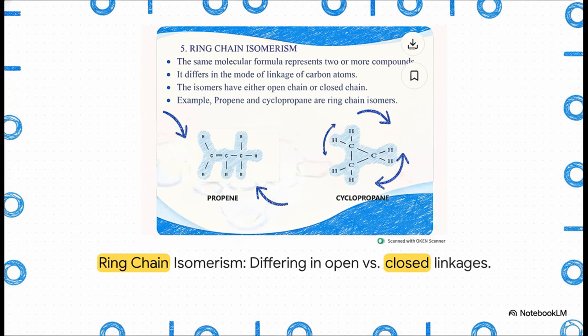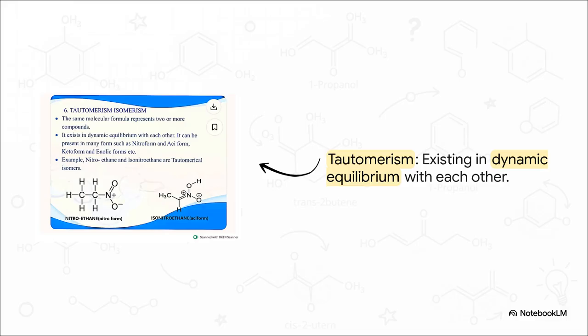geometric shape. And finally, we arrive at the sixth structural type, tautomerism isomerism. Now, the crucial point here is that tautomerism isn't static like the examples we just looked at. No, these compounds exist in a continuous, dynamic equilibrium with each other. Look at nitroethane and isonitroethane. The molecule is constantly shifting back and forth between a nitro form and an aci form. The atoms are literally migrating back and forth within the molecule itself.